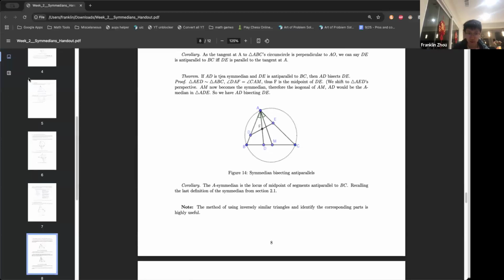Next, we have one more theorem. Basically, this one's where it actually gets important, and I think we referred to it in part of our equivalent definitions. If AD is the Symmedian and DE is antiparallel to BC, then AD will bisect DE. And we can prove it by using one of the lemmas that I stated earlier. But I'll leave that for you to do because that's a really interesting proof, and it's also good for you to learn how to prove it rather than just me telling you all this stuff.